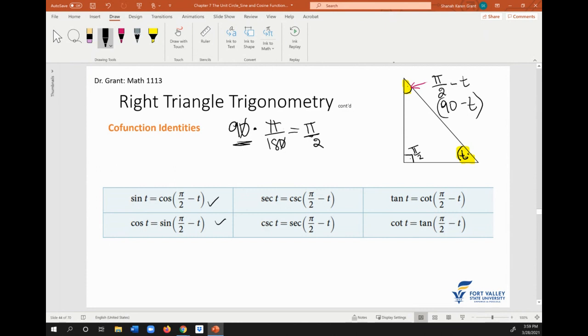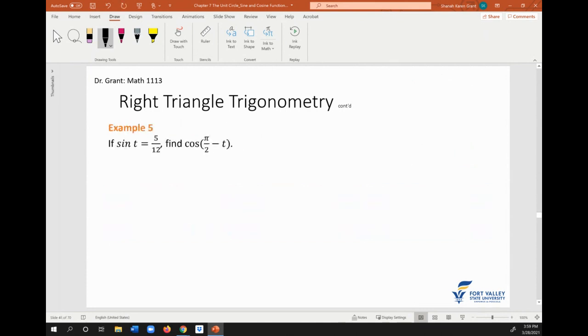Secant of t is equal to cosecant of pi over 2 minus t. Cosecant of t is equal to secant of pi over 2 minus t. Also, tan of t is going to be equal to cotan of pi over 2 minus t. And cotan of t is going to be equal to tan of pi over 2 minus t. These are going to come in handy when we try to do trigonometric equations and so on. So definitely keep them in mind.